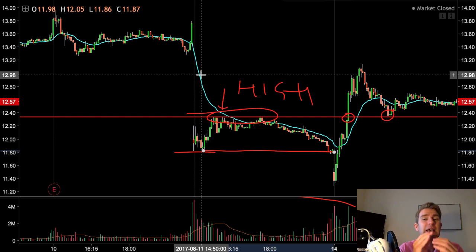The point is, guys, day one, get your levels. Where are your levels? Where are your highs? Where are your lows? Where's your support? Where's your resistance? Where are your congestion points? How did it behave? Where did it close? What did it do? And then use that as a kind of benchmark for trading the next day.